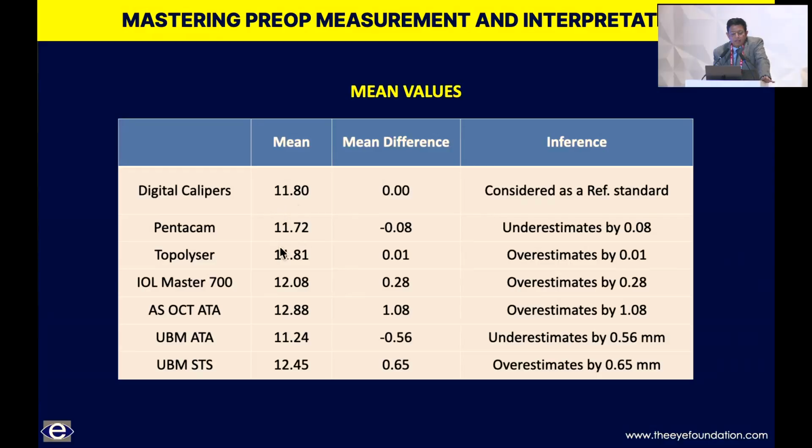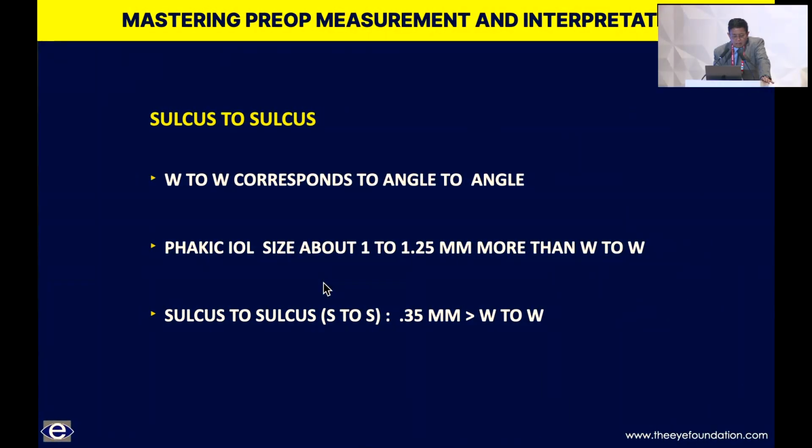What you find over here is that Pentacam and Topolizer seem to line up pretty closely to them. But anything based upon laser interferometry principles is not measuring white to white, but sclera to sclera. That's the reason the measurements you get with them are slightly higher. You have to account for that if you are using an IOL Master, and it's not the right instrument to be used for white to white measurement in these cases.